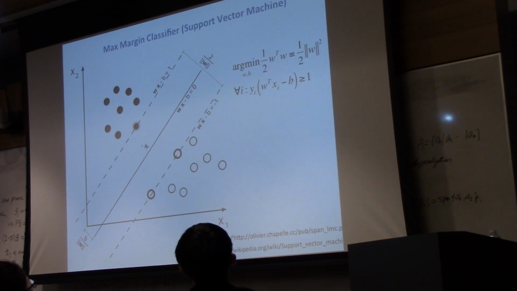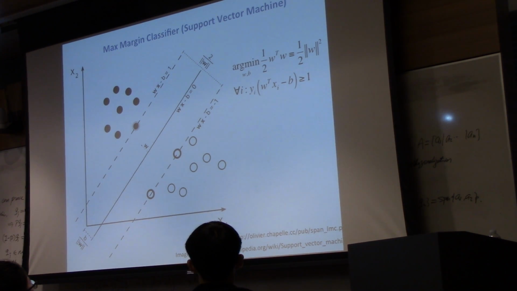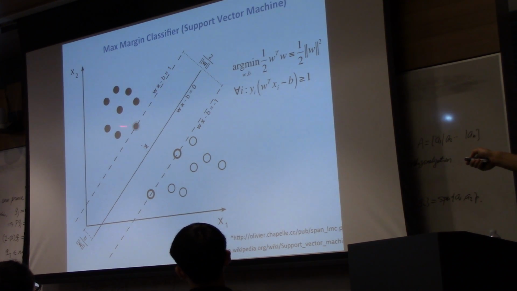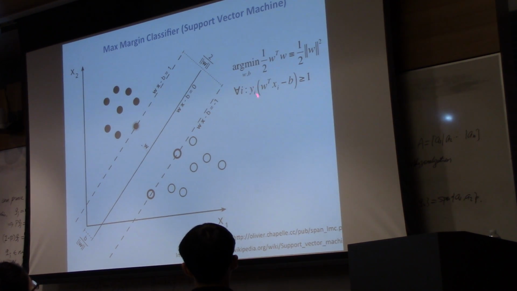So this is the formulation of a support vector machine. These are the positive points. These are negative points. This is where W transpose X minus B is equal to 1, and this is where it equals minus 1. Right here, the margin is exactly 2 over the norm of W. You could solve this by simply minimizing the squared norm of the W vector such that for all training examples, the unnormalized signed distance of the training example times the label is at least 1.